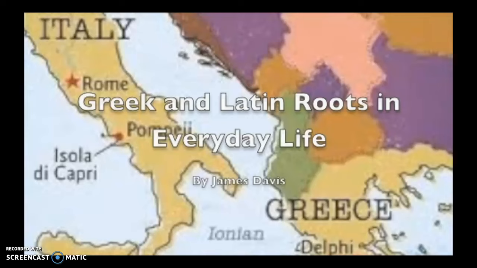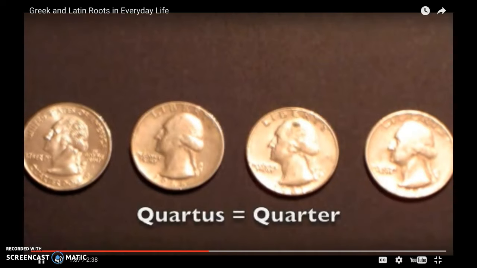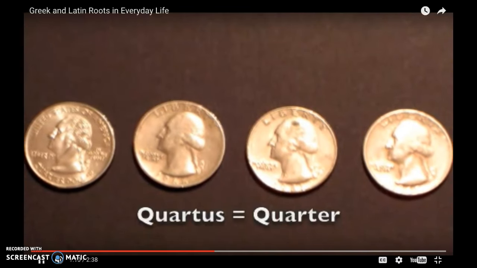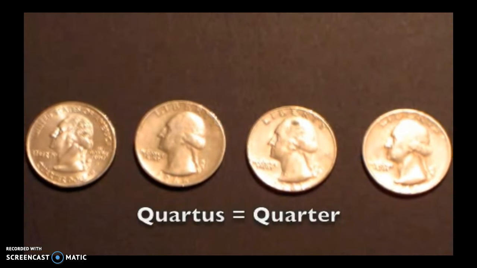Quartus is a Latin root meaning fourth or 4. You can find the root quartus in the English word quarter. It takes 4 quarters to equal $1. Photosynthesis is the process of plants absorbing light in order to grow. Photosynthesis uses the Greek root photo, which means light.